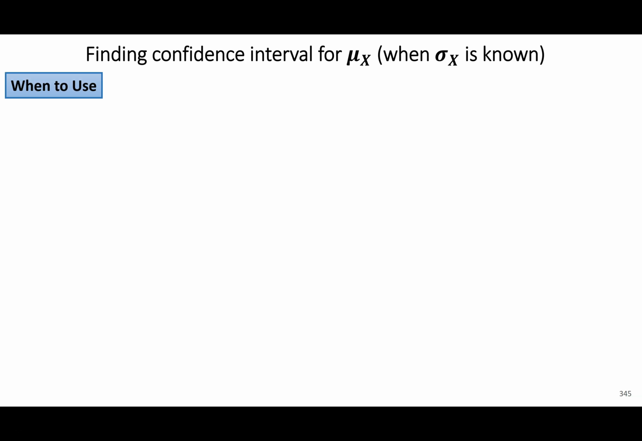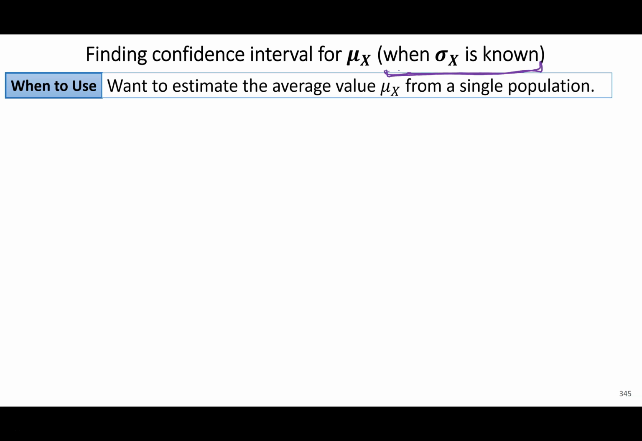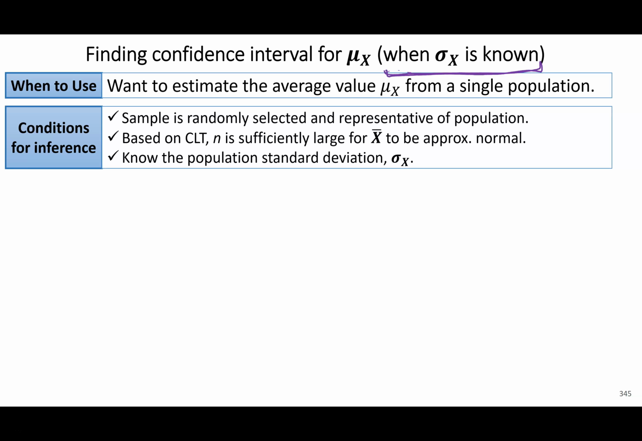So when you want to use a confidence interval for mu, and it's really important that this is a confidence interval for mu when you know the population standard deviation. So when you want to estimate the average value from a single population. There are conditions, those three conditions. So you need to have a random, representative sample from the population.